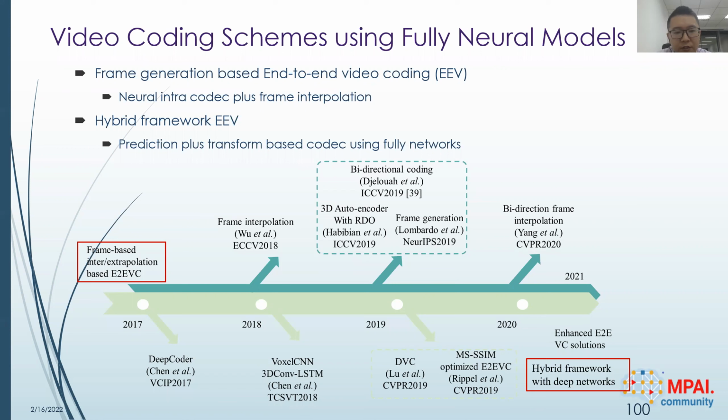The original work of this kind of schema dates back to 2017, whose name is DeepCoder. Subsequently, many novel models were investigated and proposed, such as Voxel-CNN using volumetric convolutional models, plus the long short-term memory, LSTM. In 2019, DVC, the Deep Video Coding model, was proposed, which is a milestone work of this field, and many subsequent works followed this schema.